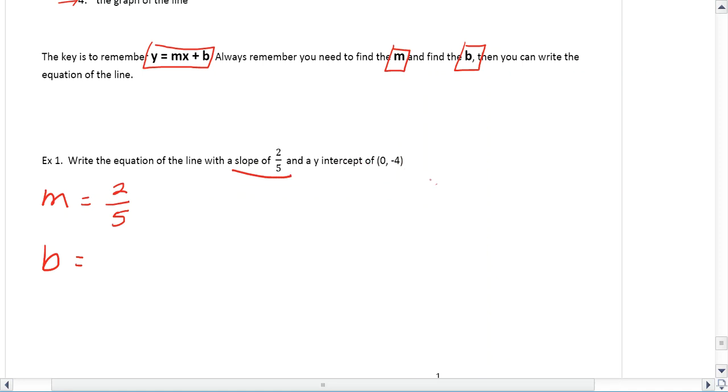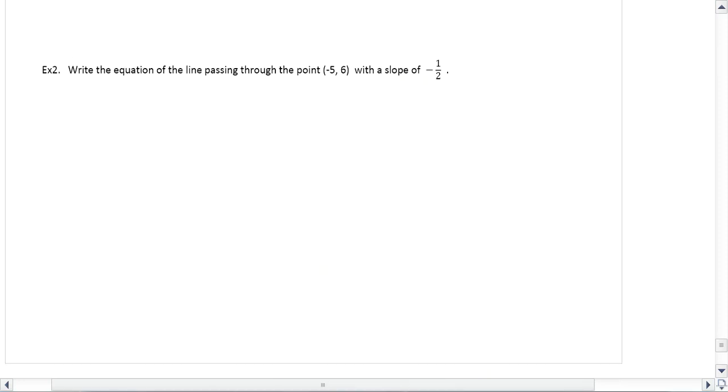And just so you read that, 0 is the x. Whenever x is 0, you know that that y is the y-intercept. So this is a free gift. We are given that b is -4. And so we just plug in. For the m, we write the 2/5, 2/5 x, don't forget the x. And then the intercept is -4, and we are done.